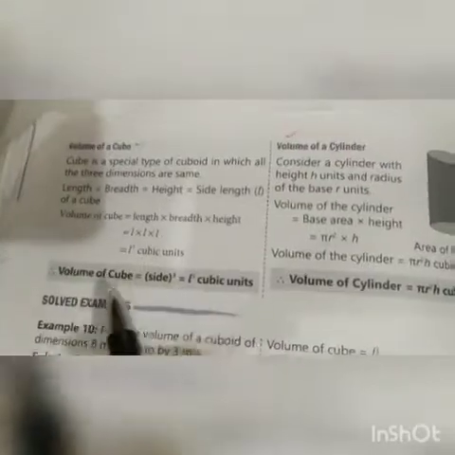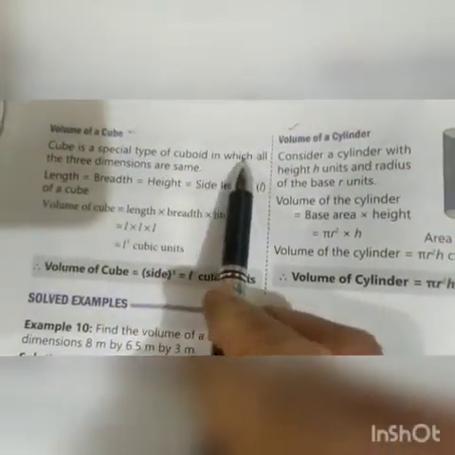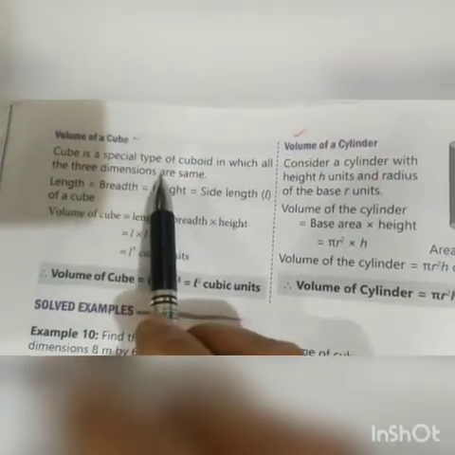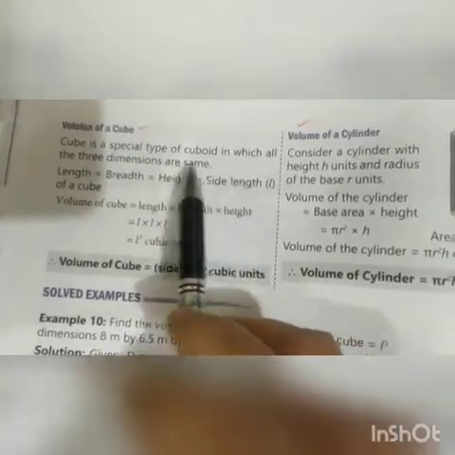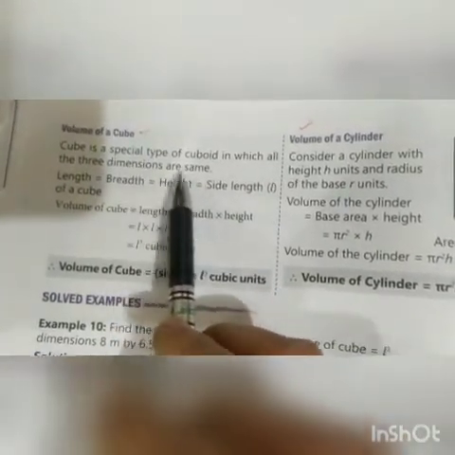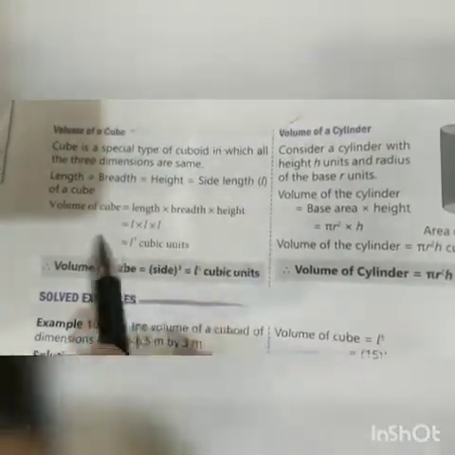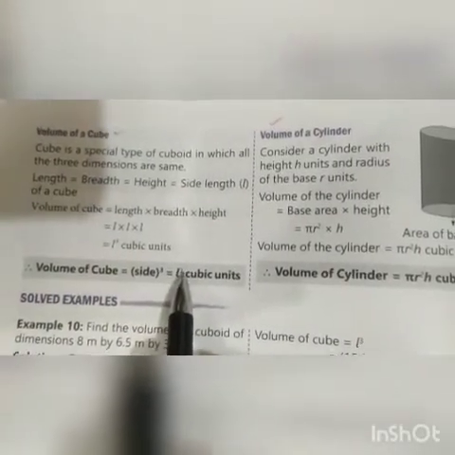Now, volume of a cube. A cube is a special type of cuboid in which all three dimensions are the same. In a cuboid, length, breadth and height are different, but in a cube, all three measurements are the same. Length, breadth and height is the side length. So volume of cube is equal to side whole cube, that is L cube.